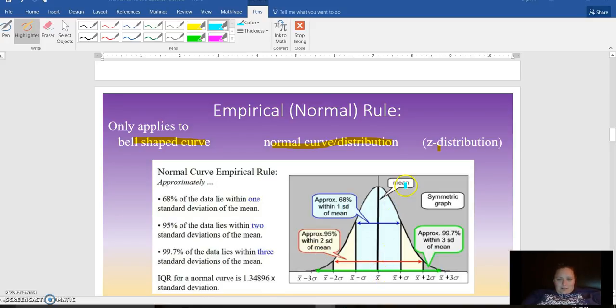Okay. All right, so the mean is right here. Remember, x bar means mean. Then one standard deviation: take the mean, and add one standard deviation or subtract one standard deviation.